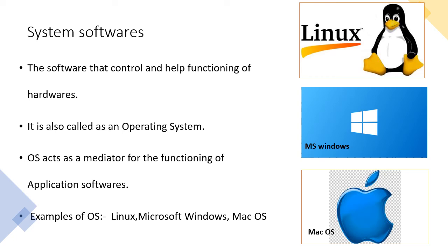Now let's see some examples of operating system. Examples are Linux, Microsoft Windows, Mac operating system, etc. All right, now let's move on to the next software, application software.